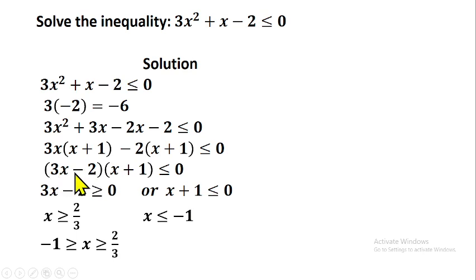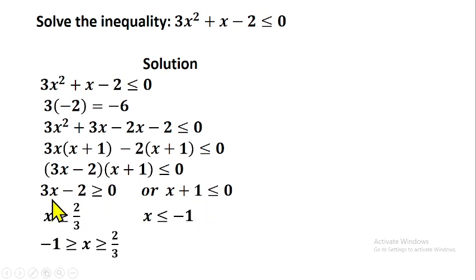Then this one is what? Greater than or equal to 0, because when you take minus 2 to the other side, it becomes positive. So this one is having greater than or equal to 0. This one is having less than or equal to 0, because of this less than or equal to, according to the condition given to us. So when this is greater than or equal to 0, this one is less than or equal to what? 0. From there you can find your x.